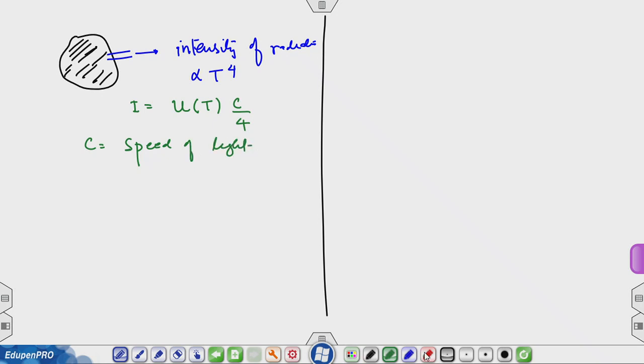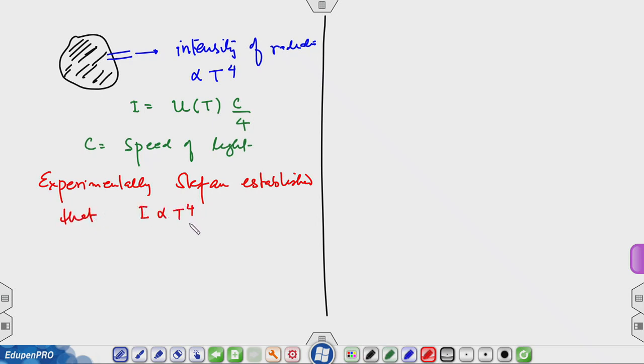Now, experimentally, Stefan established that I is proportional to T raised to 4, and therefore this implies u_T is also proportional to T raised to 4, or u_T is some constant times T raised to 4. So, this is known as the Stefan-Boltzmann law.